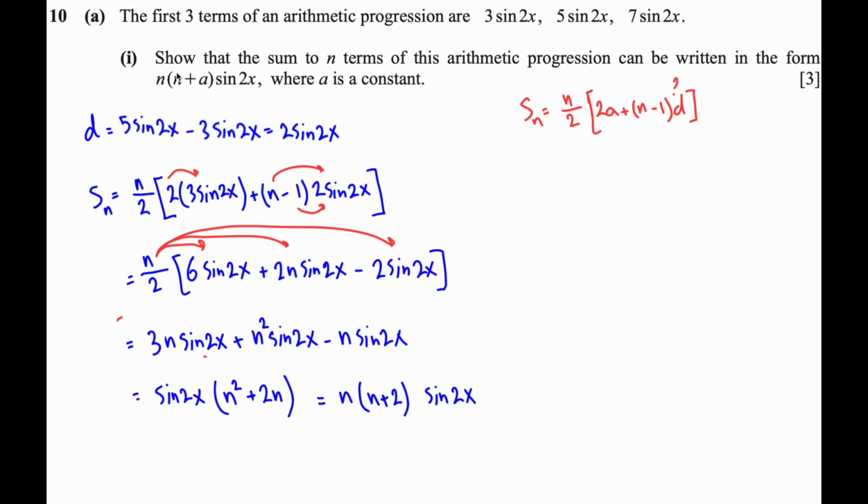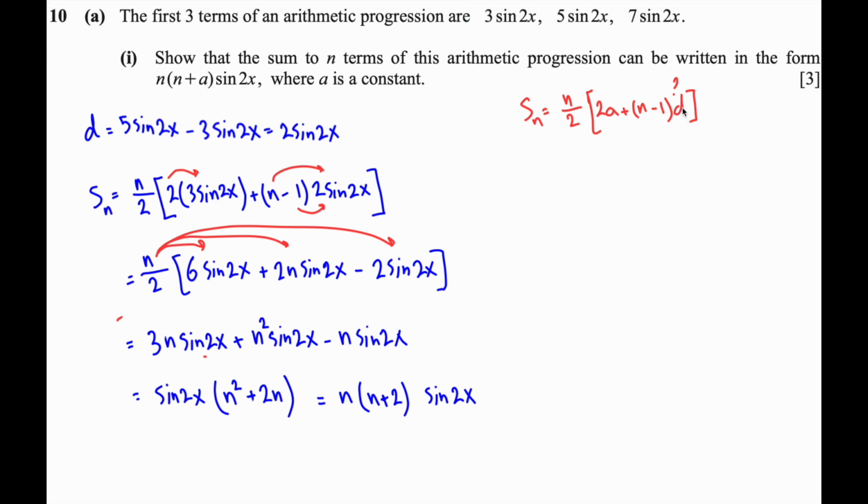And in part 1, we're supposed to show that the sum to n terms of this arithmetic progression can be written in this form. So since they're talking about the sum to n terms, I'm going to be using the formula Sn, which for arithmetic is half of n times 2a plus n minus 1 times d, where a is the first term and we have it right over here.